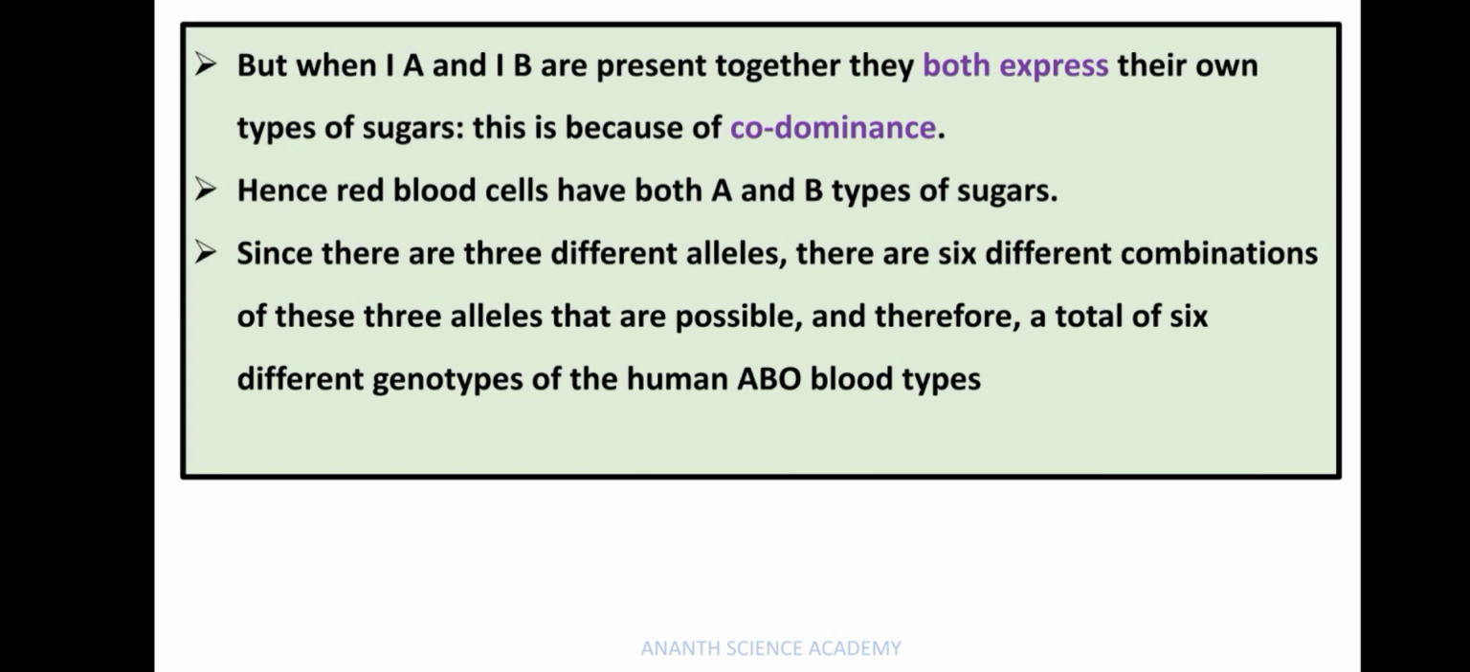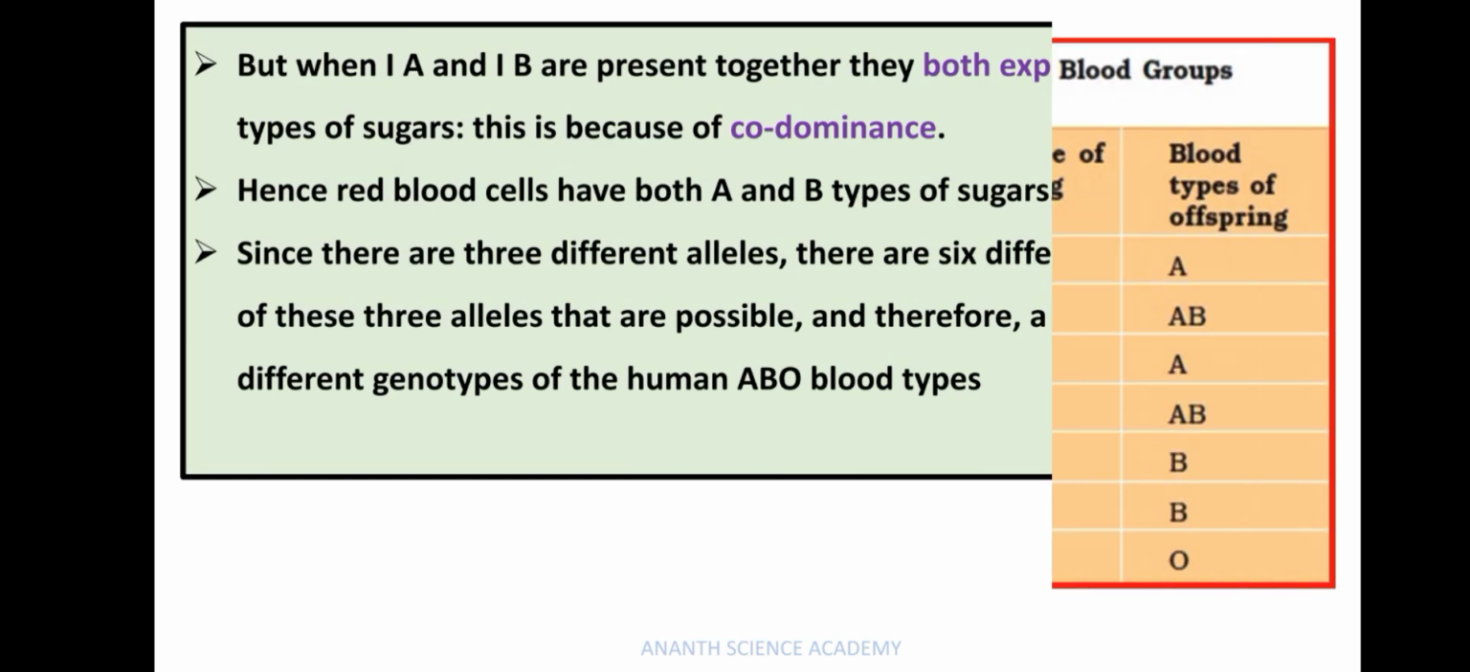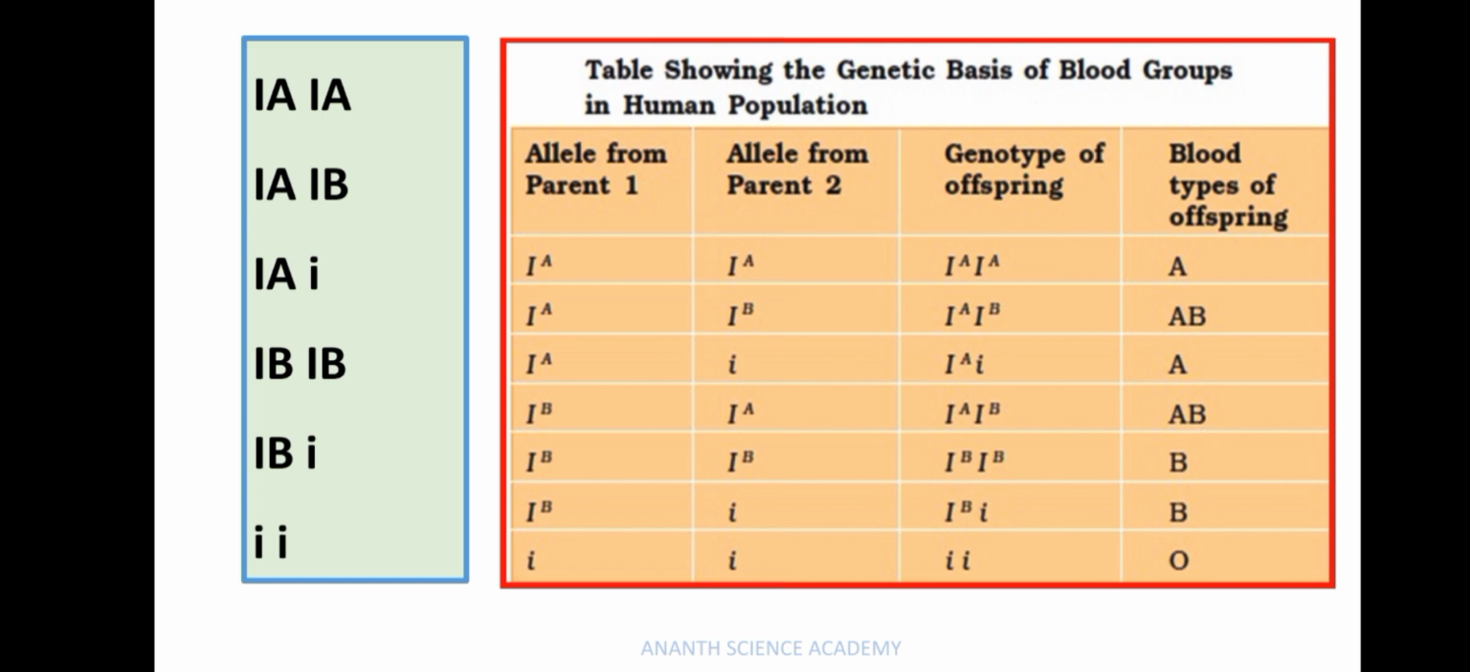Since there are three different alleles, there are 6 different combinations of these three alleles that are possible, and therefore a total of 6 different genotypes of the human ABO blood types. Here on the left side, we can see the 6 different types of genotypes: IAIA, IAIB, IA small i, IBIB, IB small i, small i small i.